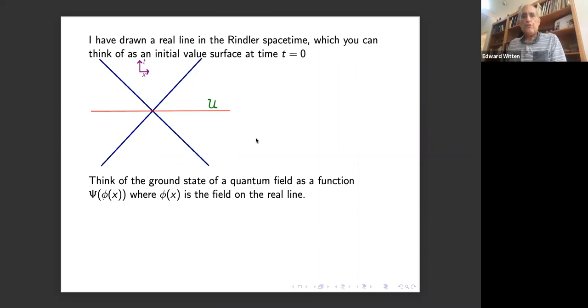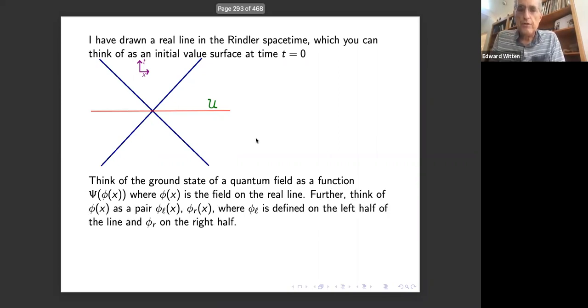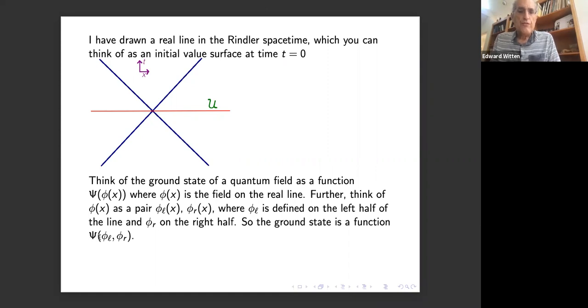So we're going to think of the ground state of a quantum field as a function psi of phi(x), where phi(x) is the field on the real line. And further, we'll think of phi as a pair of phi left and phi right, where phi left is defined on the left half of the line and phi right on the right half. So the ground state is a function psi of phi left and phi right.